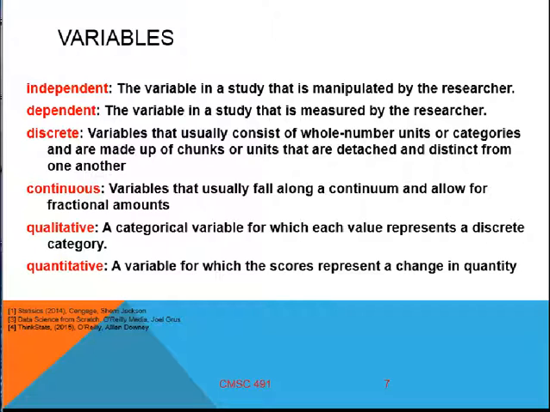So a qualitative variable is a categorical variable for which each value represents a discrete category, while a quantitative variable is a variable for which the scores represent a change in quantity. Nominal data are qualitative, and ordinal, interval, and ratio data can be quantitative. And in the case of interval and ratio data, they are quantitative.